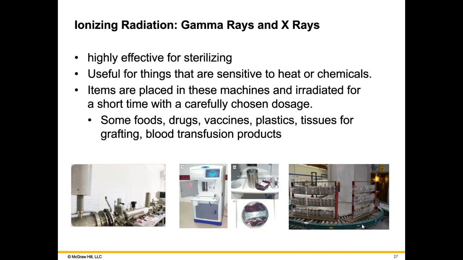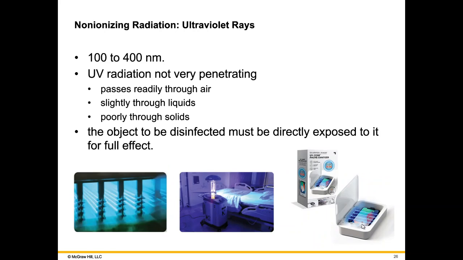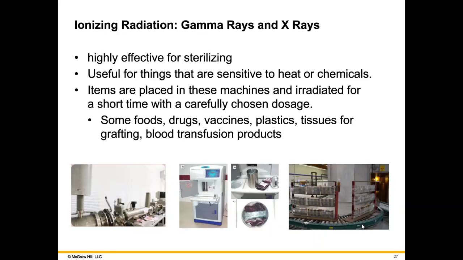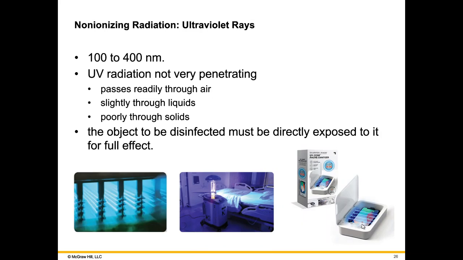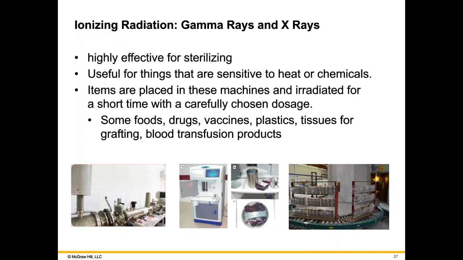Next, let's talk about gamma rays and X-rays. These two forms of radiation are ionizing. Backing track for just a second, UV rays were non-ionizing. Alright, so UV, non-ionizing. Gamma rays and X-rays are ionizing forms of radiation.